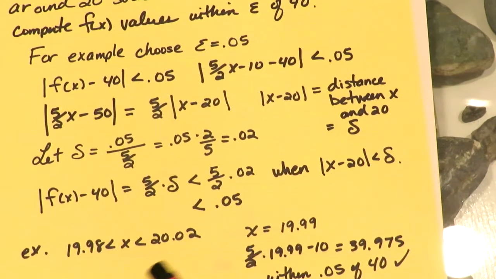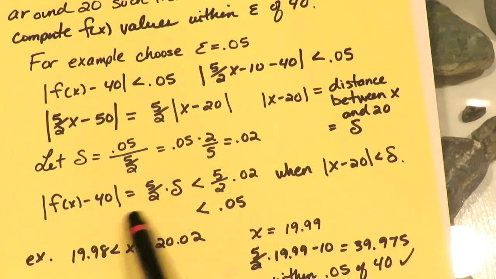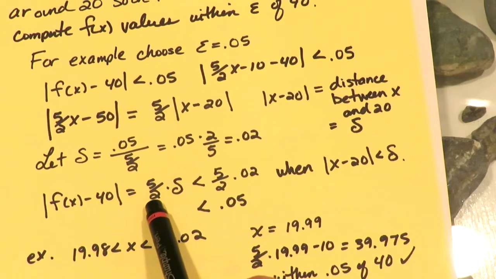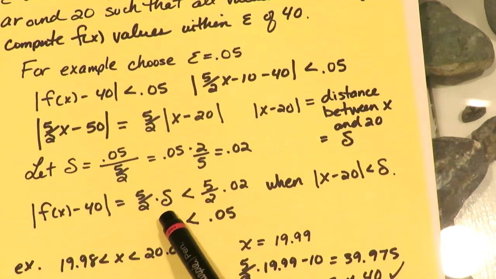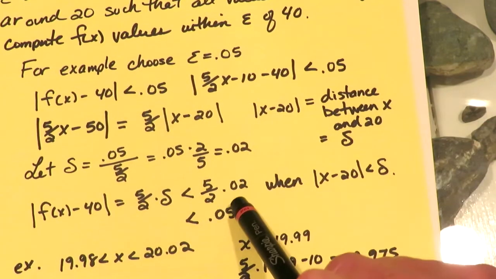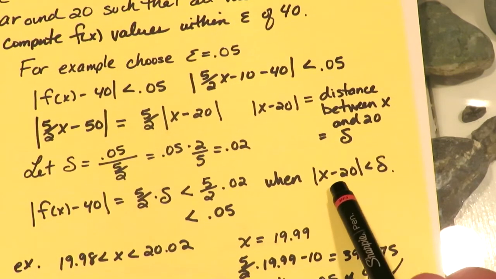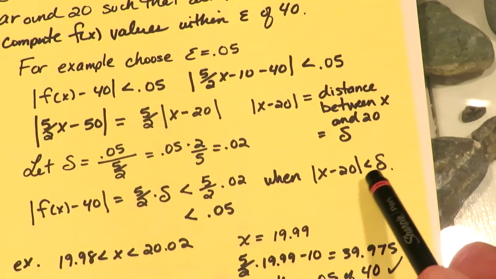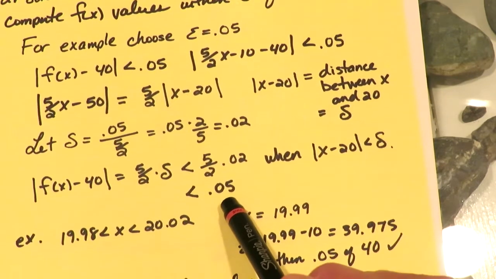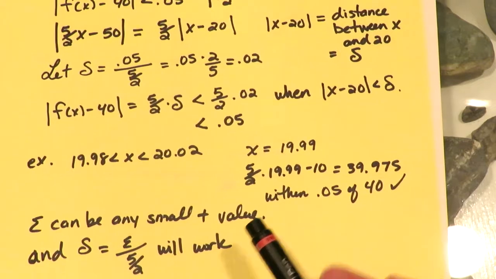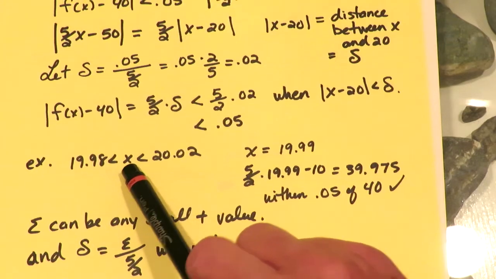So that means that the absolute value of f of x minus 40, which we already showed was equal to 5/2 times the absolute value of x minus 20, but the absolute value of x minus 20 is delta. For our example, delta would be 0.02. So when I pick x's so that their distance from 20 is less than delta, the distance of the function from 40 is going to be less than 0.05. So for example, if delta is 0.02, then I have to pick x's in between 19.98 and 20.02.